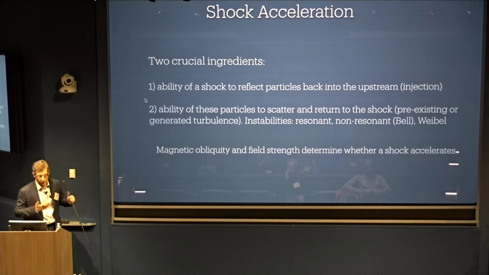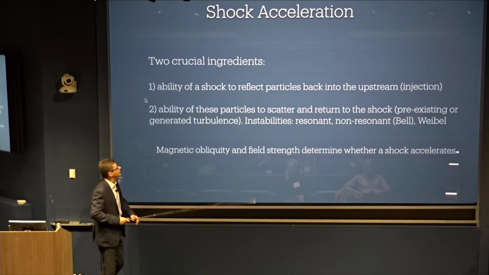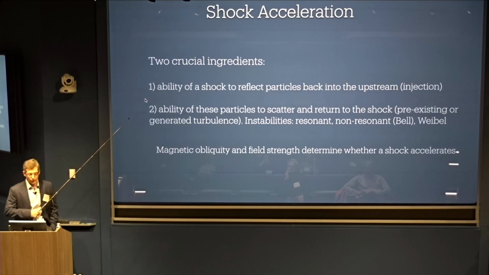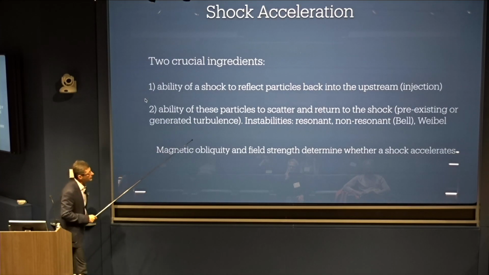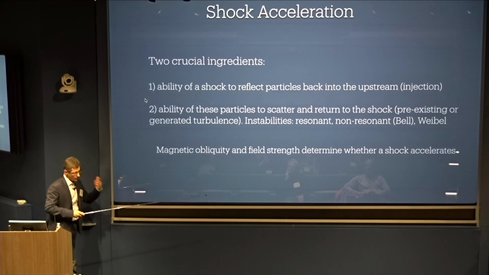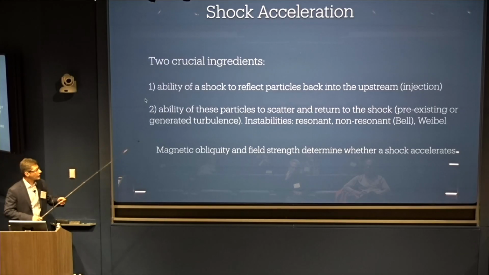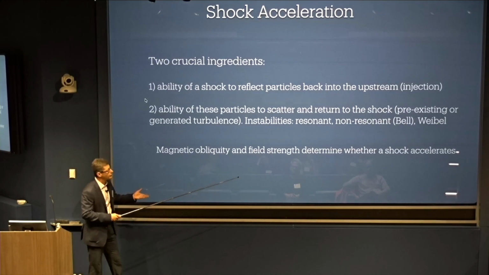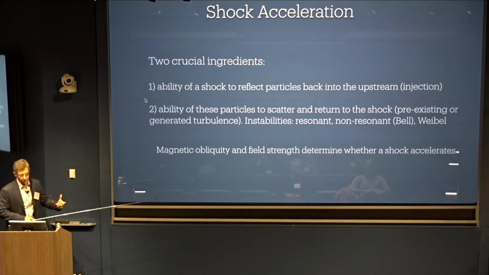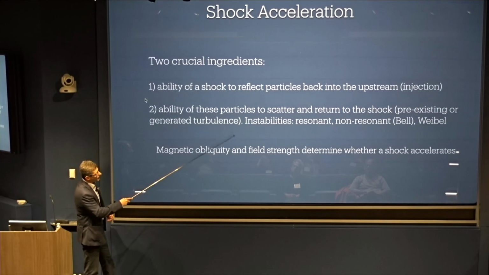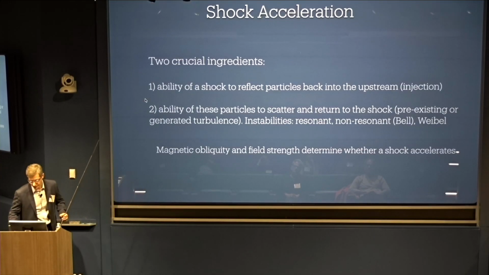So which shocks accelerate? The two ingredients for acceleration is that the shock should throw some particles back into the upstream, and that's the injection part. So the shock reflects some particles, lets them go back into the upstream, and then as these particles stream away from the shock, they drive waves, and then they can scatter themselves back to return to the shock. So these are the instabilities driven by returning particles going into the upstream.